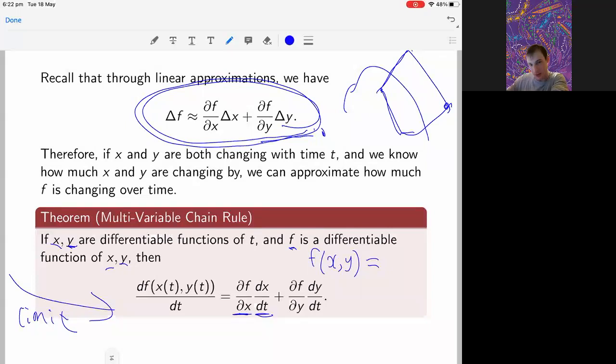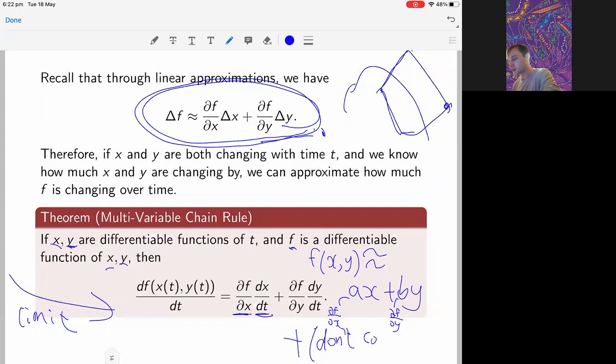Now, let's say that the tangent plane of this function is equal to ax plus by. Of course, this is actually just an approximation, so technically speaking, I shouldn't be saying it's equal to. f(x,y) is approximately equal to some number a times x plus b times y. And we know that a is the derivative of f with respect to x, and b is the derivative of f with respect to y. Now, there are other terms here, but these other terms don't make a contribution when it comes to derivatives, so the other terms don't count towards derivatives.